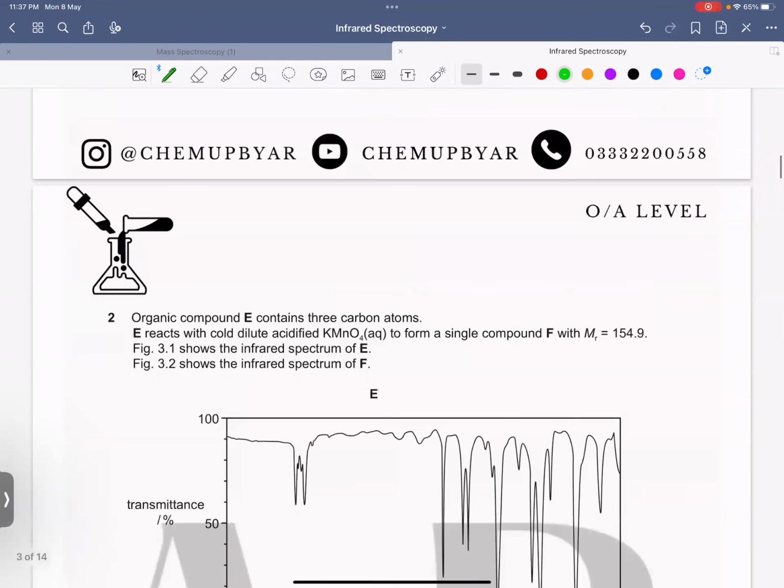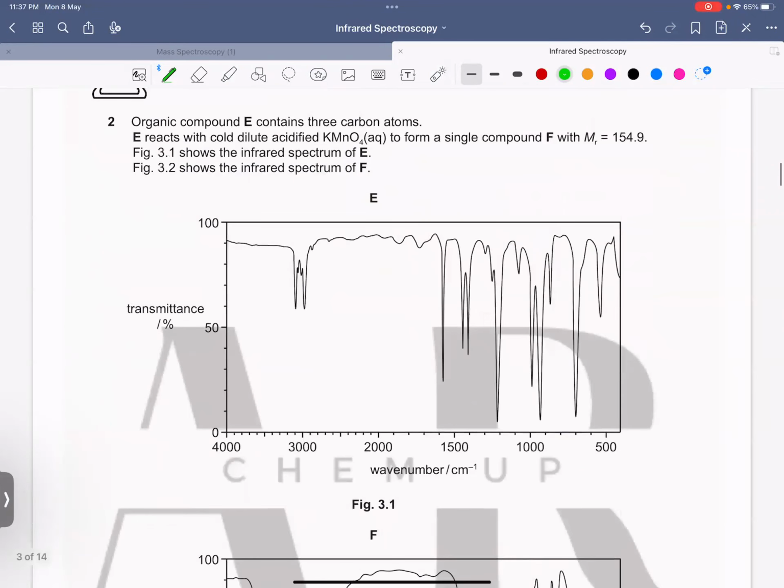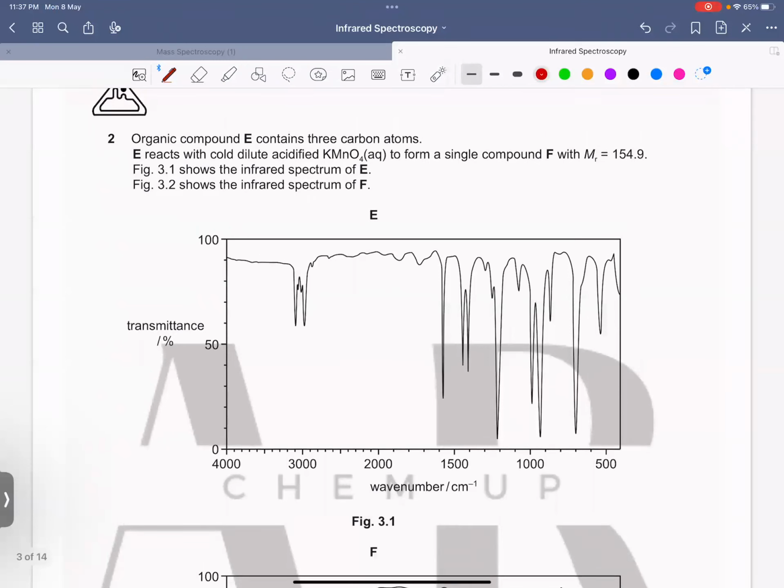Okay. Now have a look at this question. Organic compound E contains 3 carbon atoms. E reacts with cold dilute acidified KMnO4 to form a single compound F. So see, what we can conclude from here is that E must have a carbon-carbon double bond because it is reacting with cold dilute KMnO4 to form F, and F must be a diol, right? And the IR is provided over here.